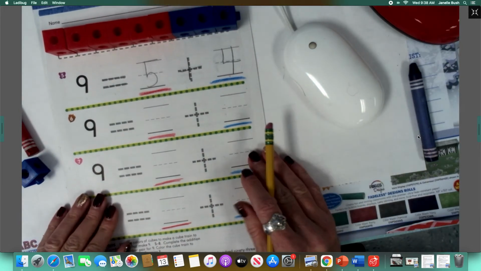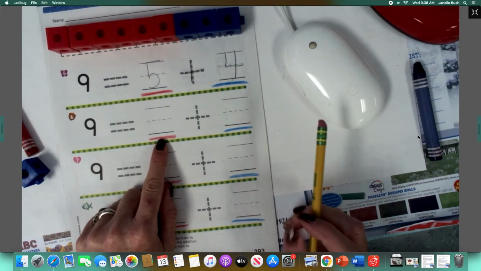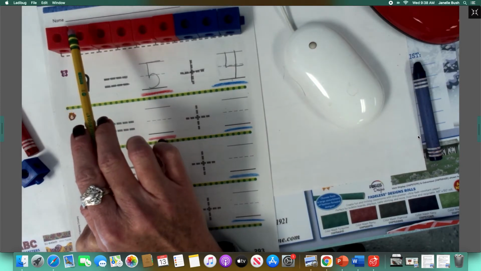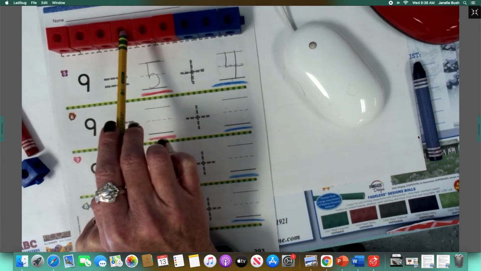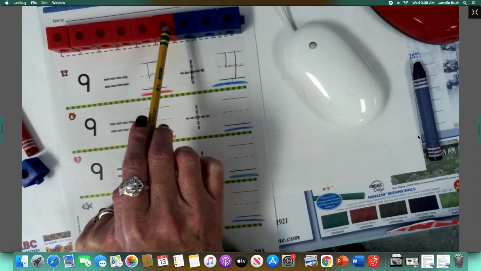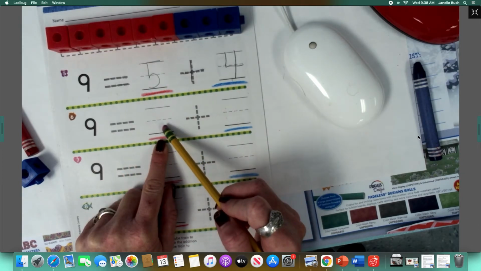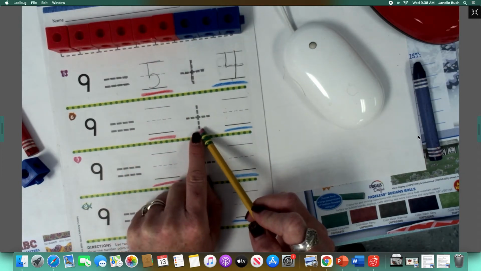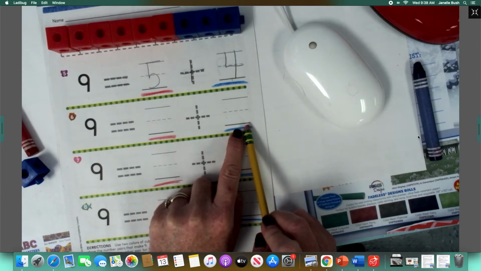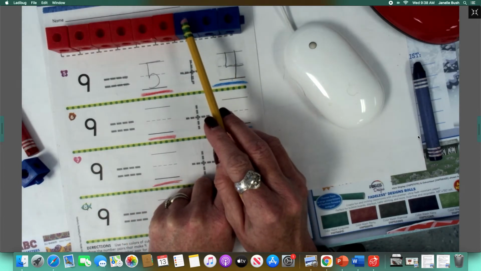Okay, here is number 6. The red cubes first. Okay, write the answer here. Trace your plus. Now this is going to be the number of blue cubes. Ready, set, go.